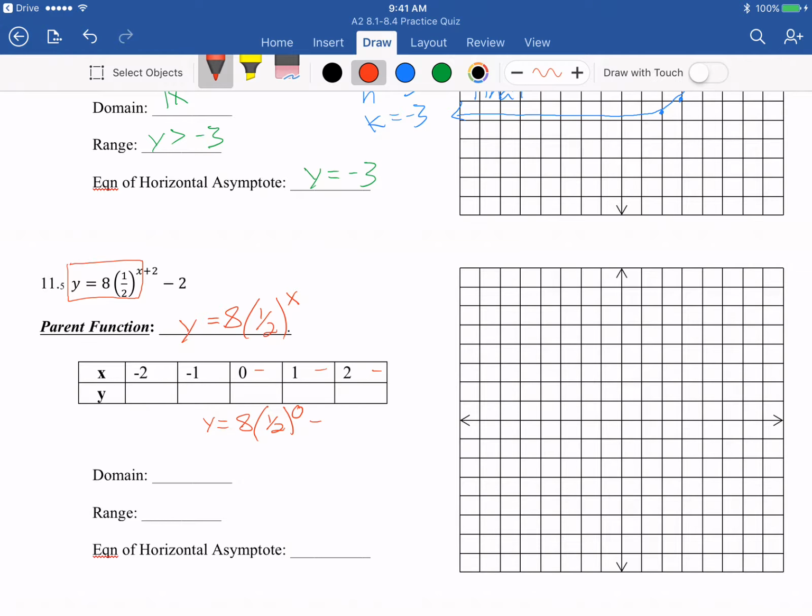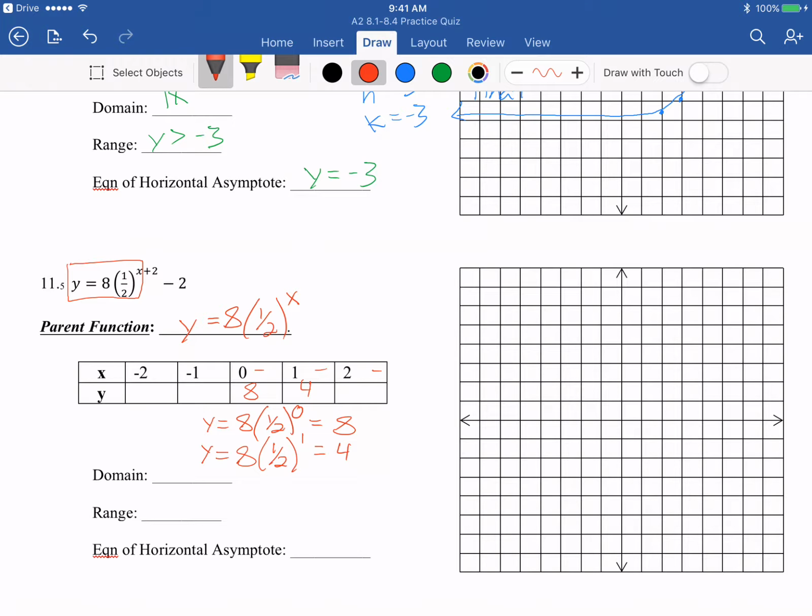So I know that 1/2 to the 0 is 1 times 8 is 8. So I get (0, 8) for that one. If I plug in 1, I get y equals 8 times 1/2 to the first. Okay, 1/2 to the first is 1/2 times 8 is 4.